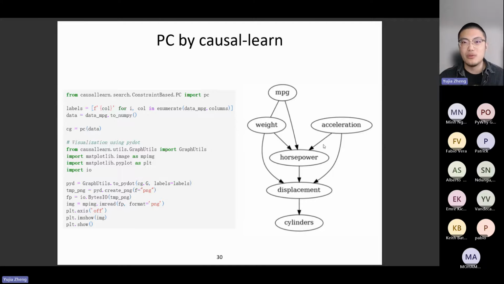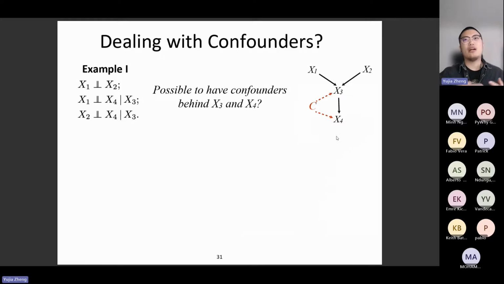It's pretty straightforward and it's really fast. So yeah, we have already seen how to do constraint-based causal discovery when we observe all variables.